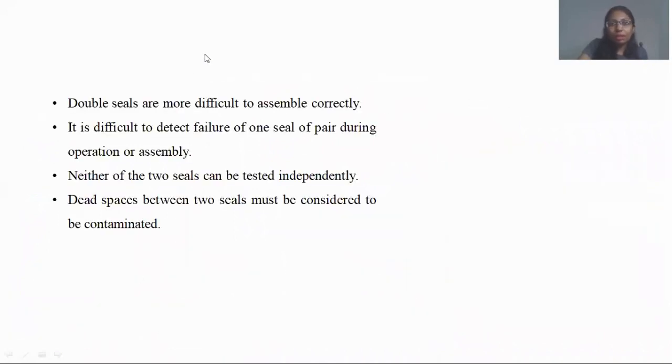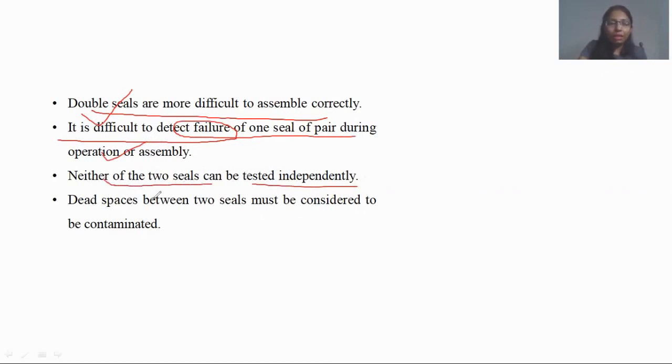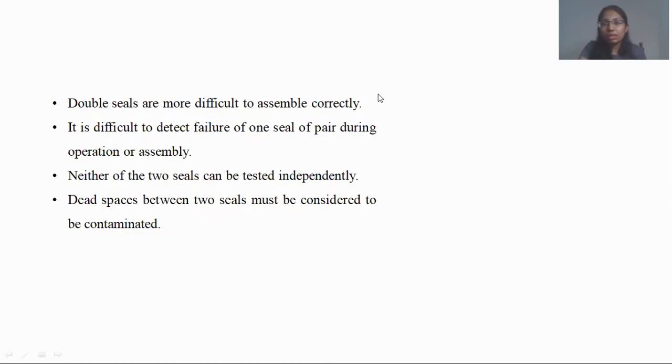Okay. Now here we have to face some consequences for that. Even though we have to follow the norms that are used according to the hazardous level. So what are they? Double seals are more difficult to assemble correctly. Okay. It is difficult to detect failure of one seal of the pair during the operation or assembly. Need of the two seals can be tested independently, and the dead spaces between the two seals must be considered to be contaminated. Okay. By default, the dead space is considered as contaminated. So every time we have to be very careful while doing the sterilization.